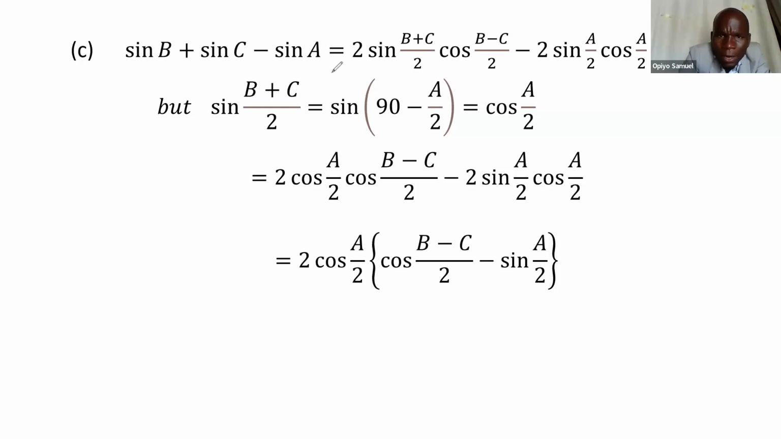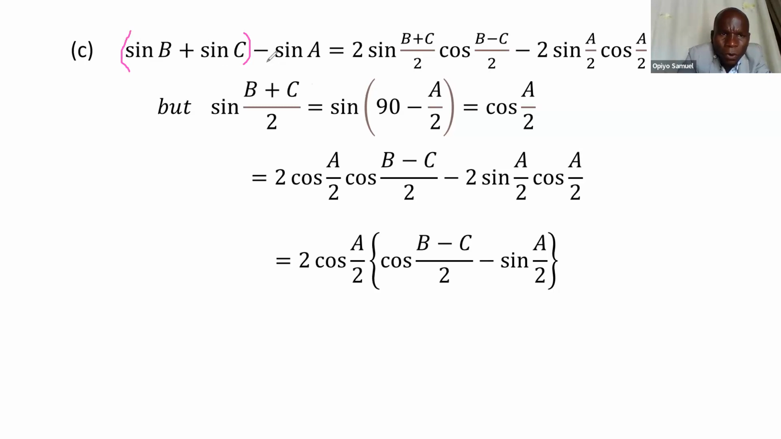we can group this into 2. We group this, and we use the factor formula, it gives us 2 sine B plus C out of 2 cos B minus C out of 2.